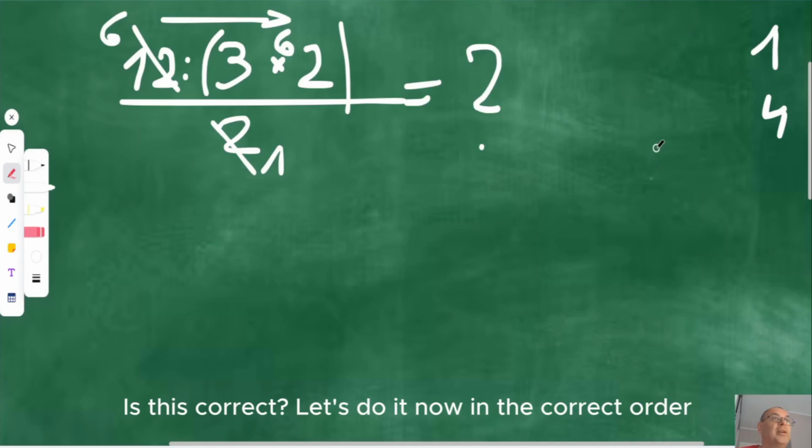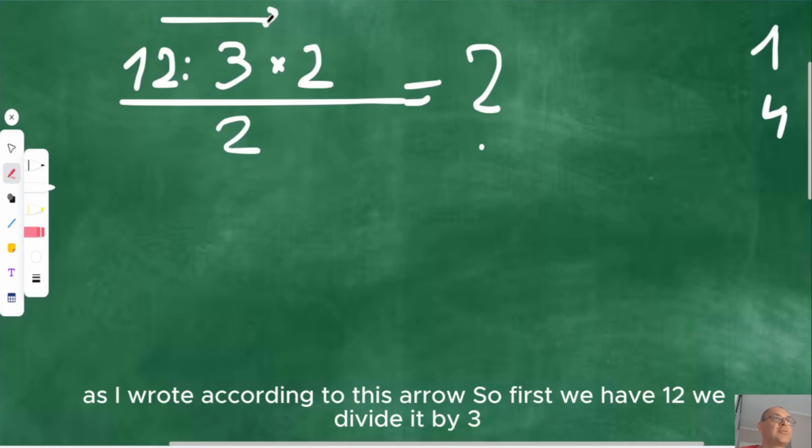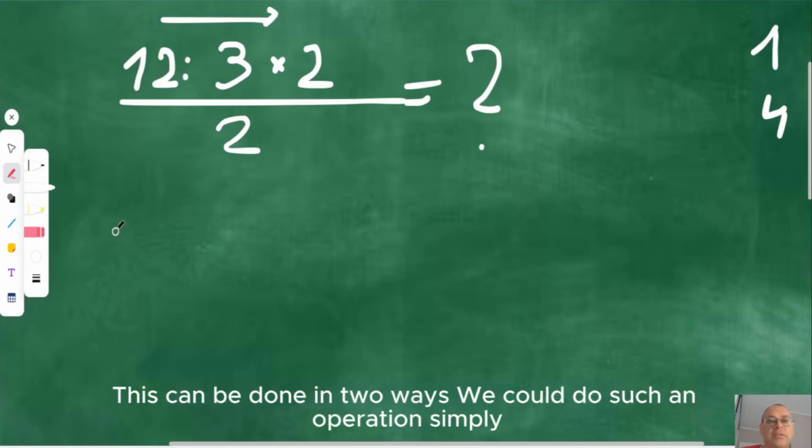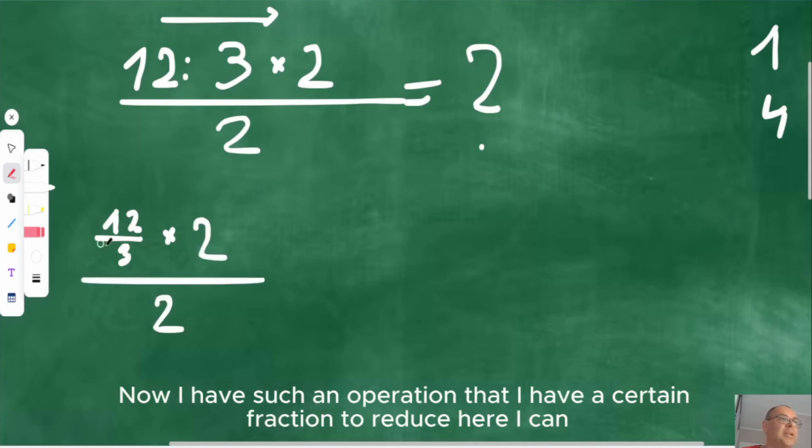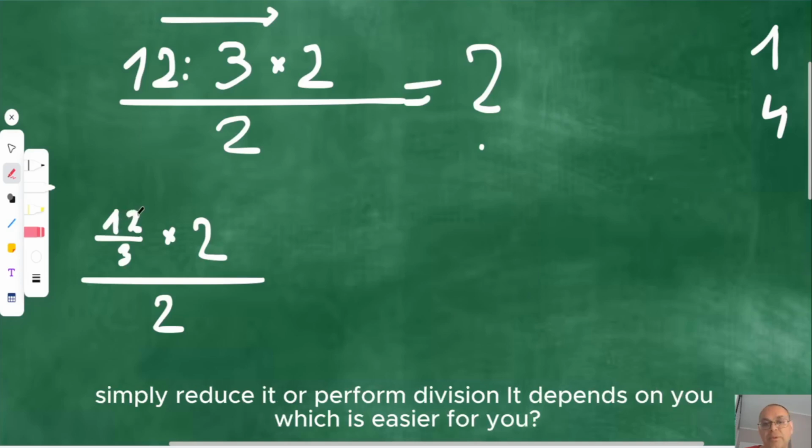Is this correct? Let's do it now in the correct order, as I wrote according to this arrow. So first we have 12, we divide it by 3. This can be done in 2 ways. We could do such an operation simply. Times 2 by 2, so I slightly changed the notation to make it easier for me. Now I have such an operation that I have a certain fraction to reduce here. I can simply reduce it or perform division. It depends on you which is easier for you.